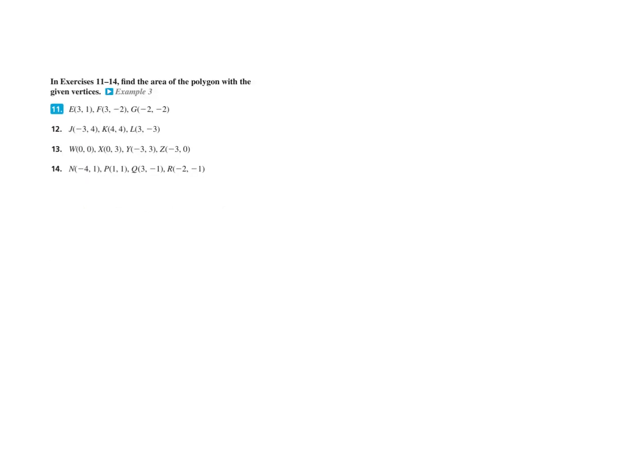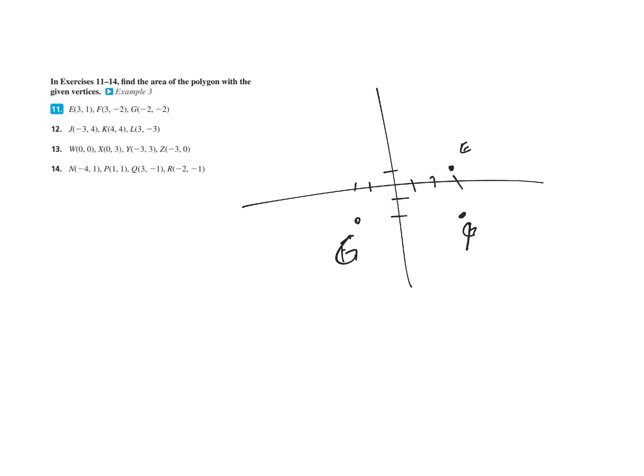Okay, so now we're finding the area of a polygon. So we need to graph it. So 3, 1, 3, negative 2. So this is E and G. And negative 2 is F. Oh, I'm sorry, that's G. And this is F. 3, 1, 3, negative 2, and negative 2, negative 2. So we have a triangle. It is a right triangle because you have this vertical line and horizontal line here. And then you have that distance there.